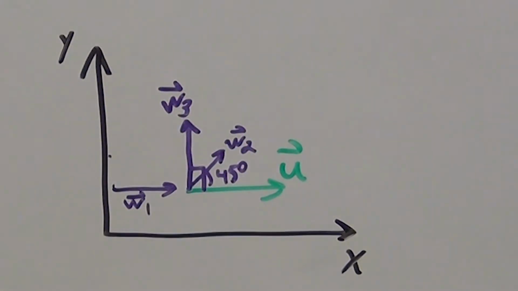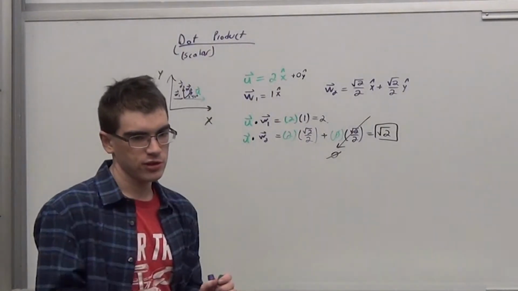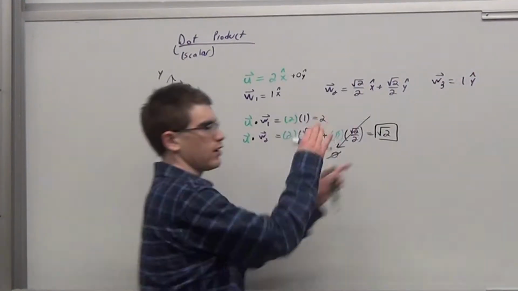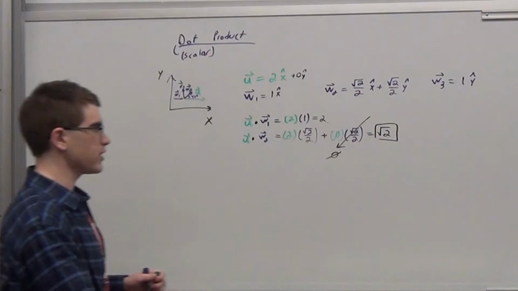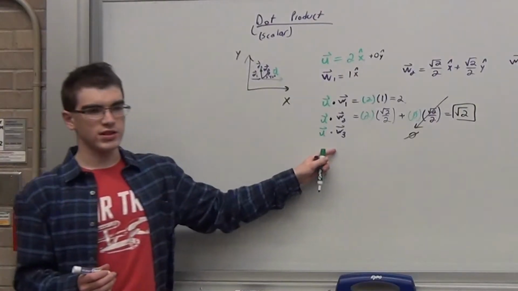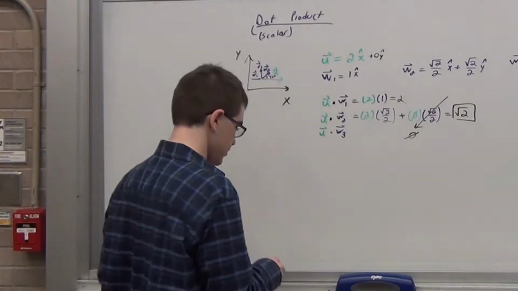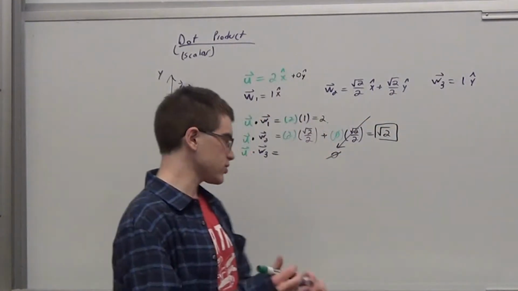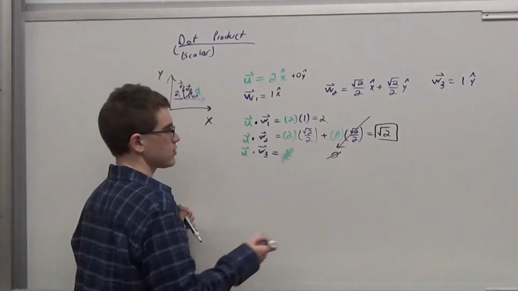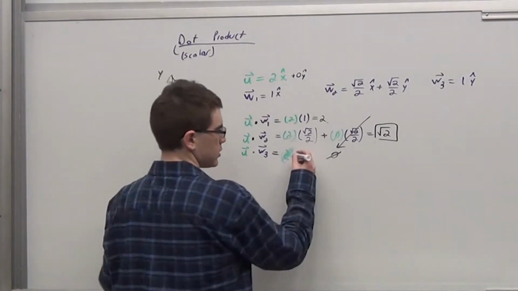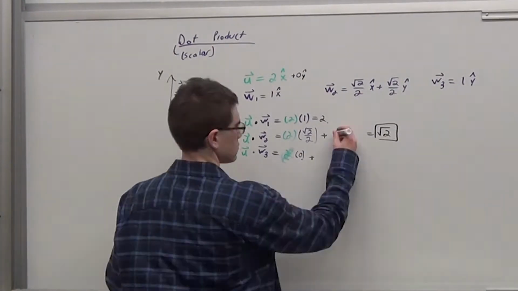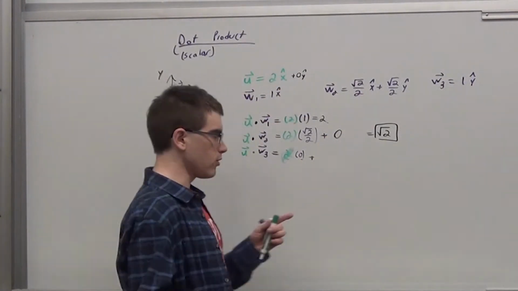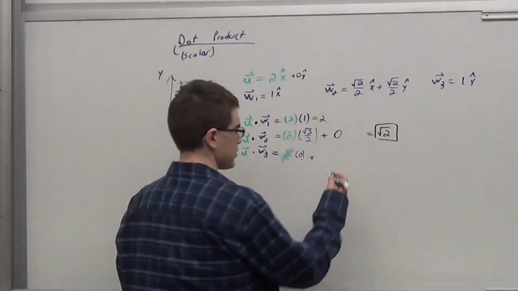Let's see what happens if we make w perpendicular. So we're going to consider w3 as perpendicular to u, so it's just going to go straight up in y. w3 is now just in the y direction. So if we take our dot product, w3 has nothing in the x direction, so we just get a 0 from the x components. And then u has nothing in the y direction, so we get 0 from the y components.